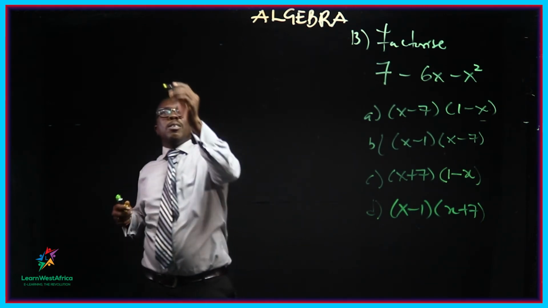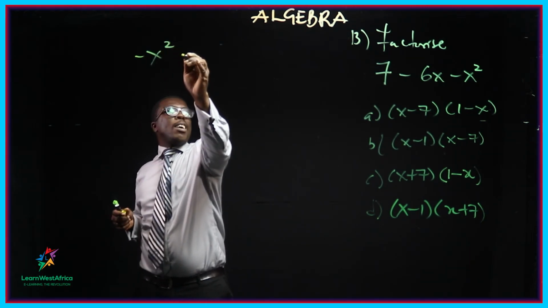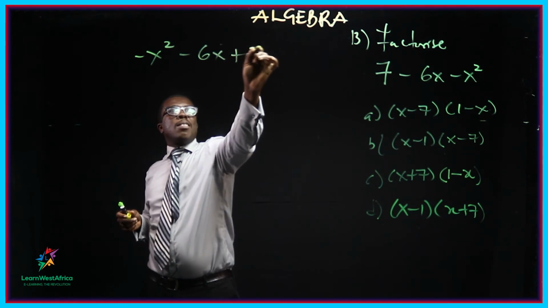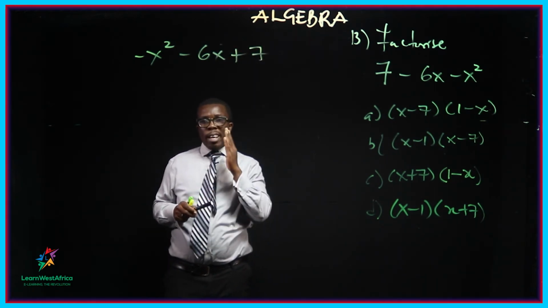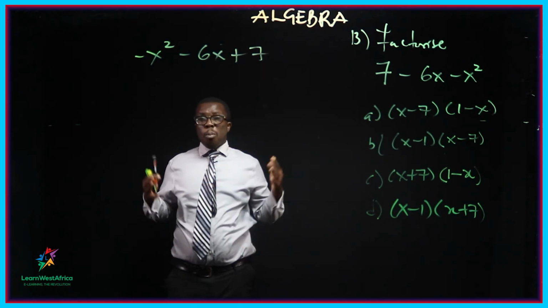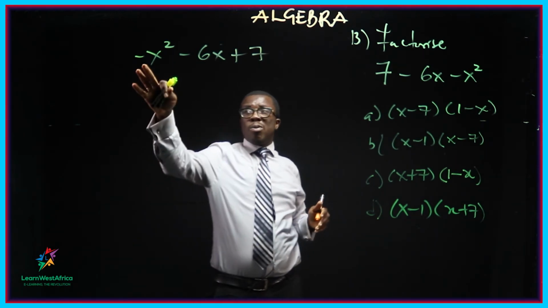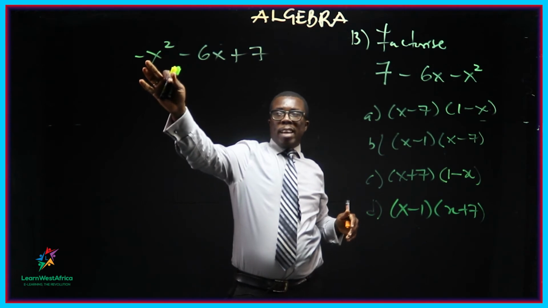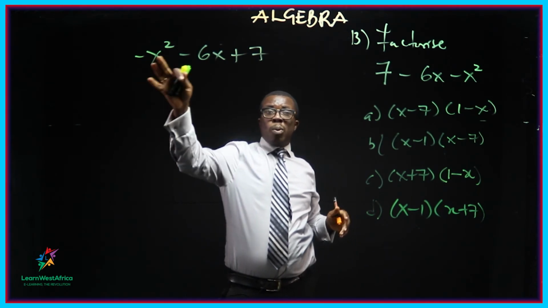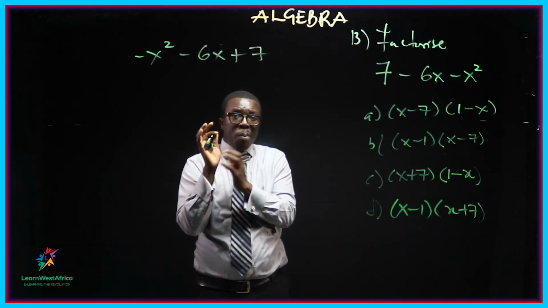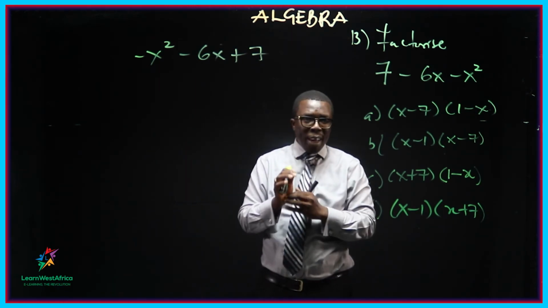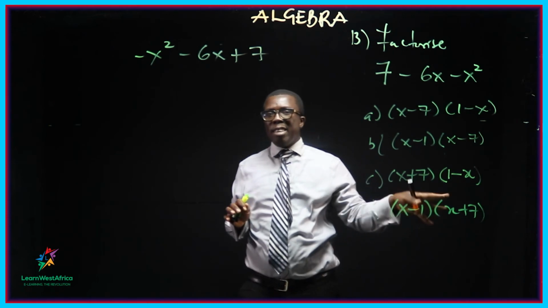Then it will be minus x squared, minus 6x plus 7. Most of factorization is very easy for us to use this. So like coefficient, into a calculator, you can just use a calculator. Now the answer will be your answer.